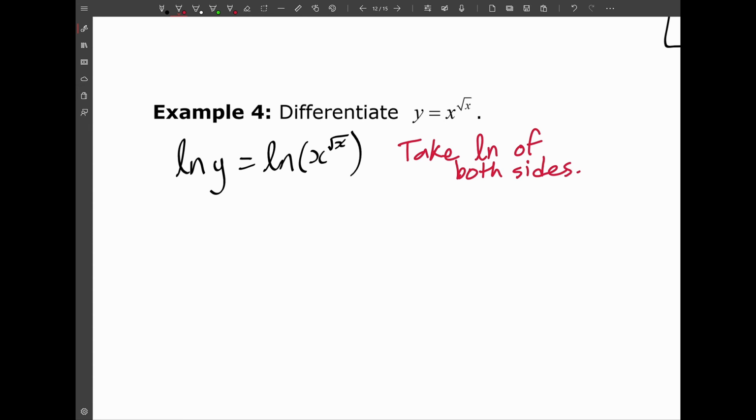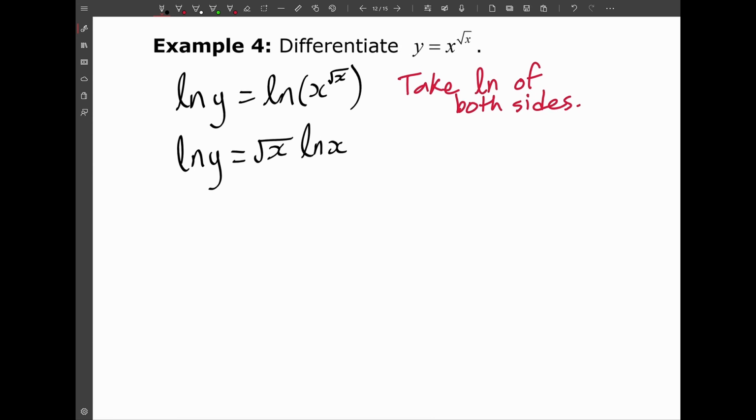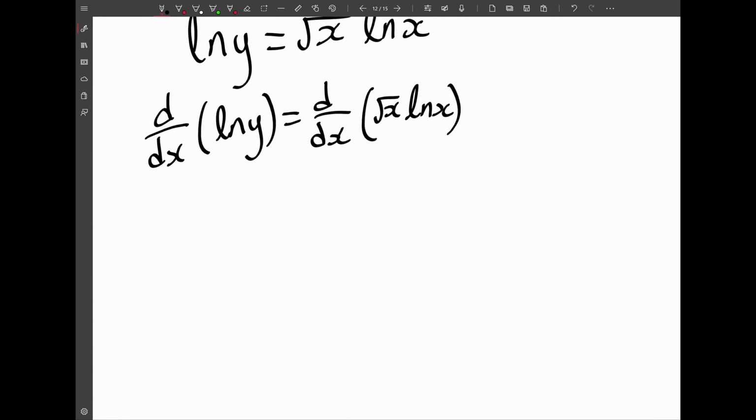So I take the natural log of both sides, and that allows me to rewrite this as the square root of x times natural log of x. So I've gotten that exponent out of the way here. Now I can take the derivative of both sides. We're going to be using some implicit differentiation here, and we're going to have to do some product rule. So the derivative of ln y is just chain rule, so that's going to be 1 over y times dy dx.